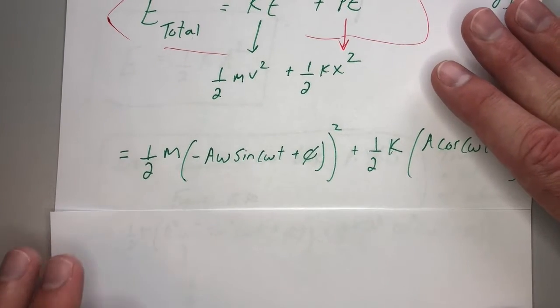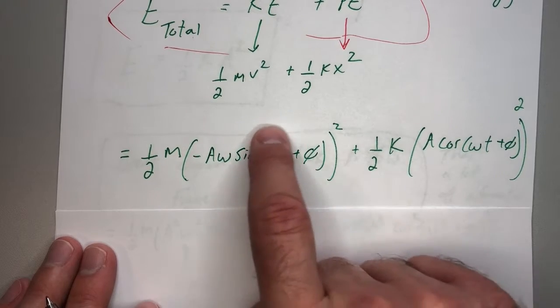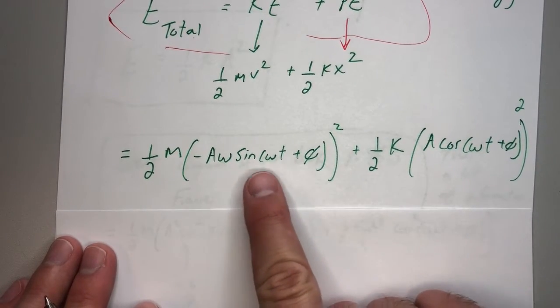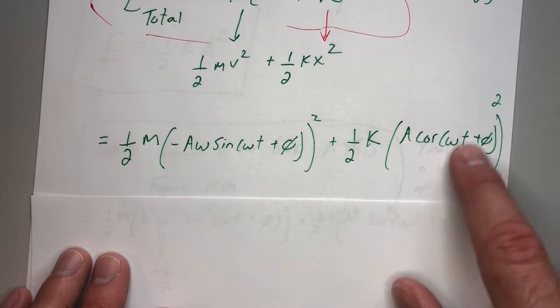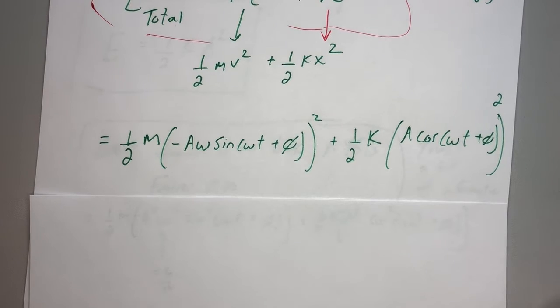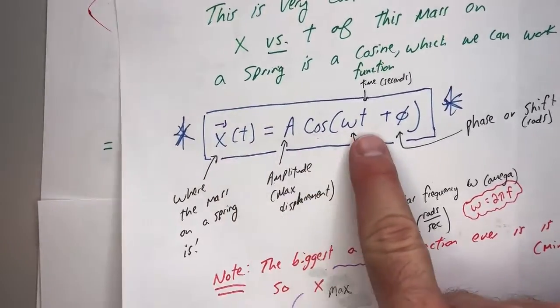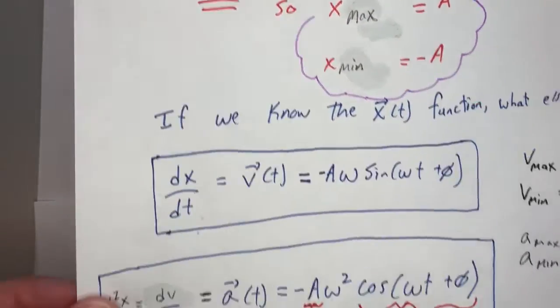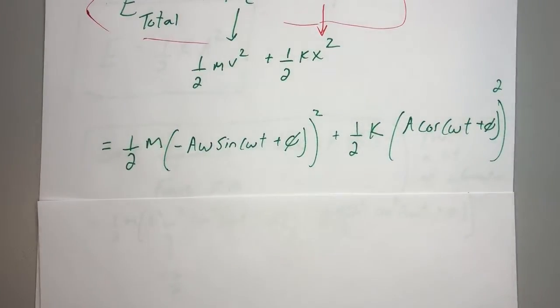So we say, 1/2 m times your velocity function that we derived from before, A omega sine of omega t plus phi, squared, plus 1/2 k times x, your position function, squared. And right off the bat, I see a sine squared plus cosine squared, and I start thinking about trig identities. You know, sine squared plus cosine squared equals 1. Recall, that's your x that we derived in our first or second video, and that's your velocity right there. So that's just what I plugged into our formulas.